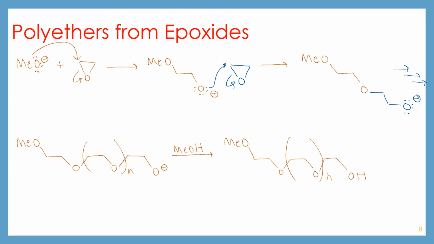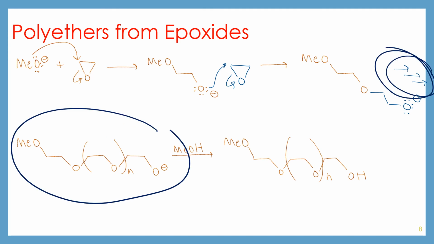But when you do this first reaction and you have an excess of epoxide, the resulting alkoxide is still nucleophilic, and so it can continue to react with the epoxide. And after many, many steps, you can end up with a polyether that has an alkoxide terminus.